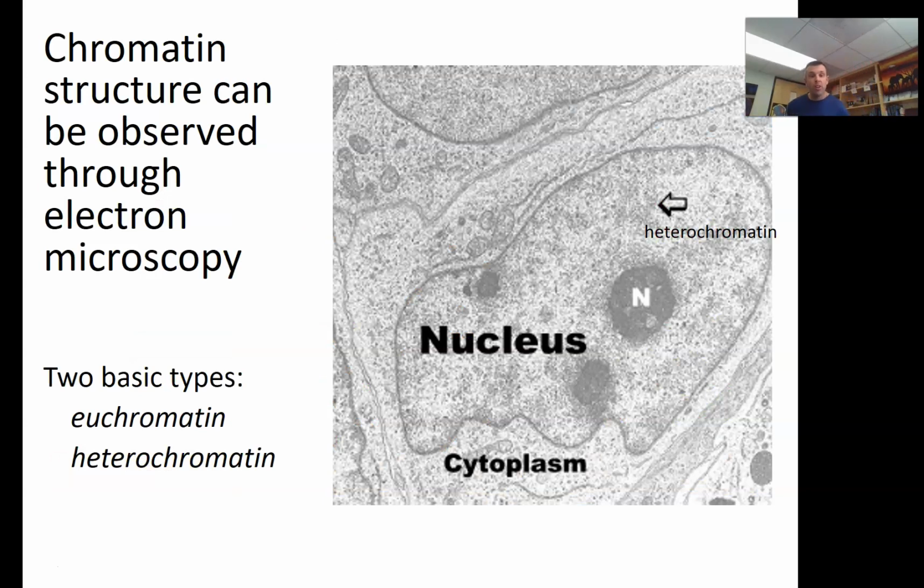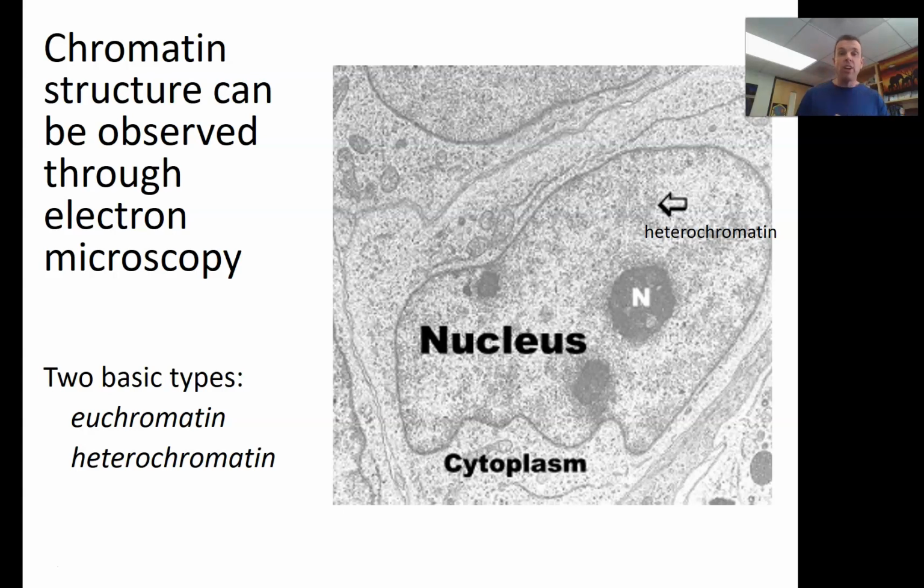So you've probably heard about this before. You have euchromatin and heterochromatin. Which one of those are genes that are actively being transcribed and therefore actively being used, are on? Well, euchromatin are the genes that are on. Heterochromatin are the genes that are tightly packed away.